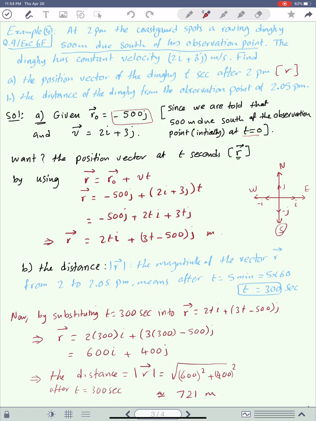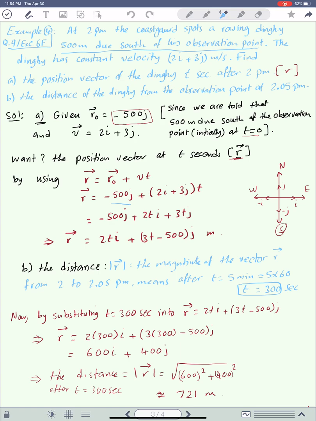We want the position vector at t seconds. I'm doing this in details because we're still introducing the first examples. So we want the position vector R, or displacement, sometimes we call it. So R is equal to R0 plus Vt. R0 is minus 500J plus 2I plus 3JT. Now we write this in IJ notation. Don't forget this fact, IJ notation.